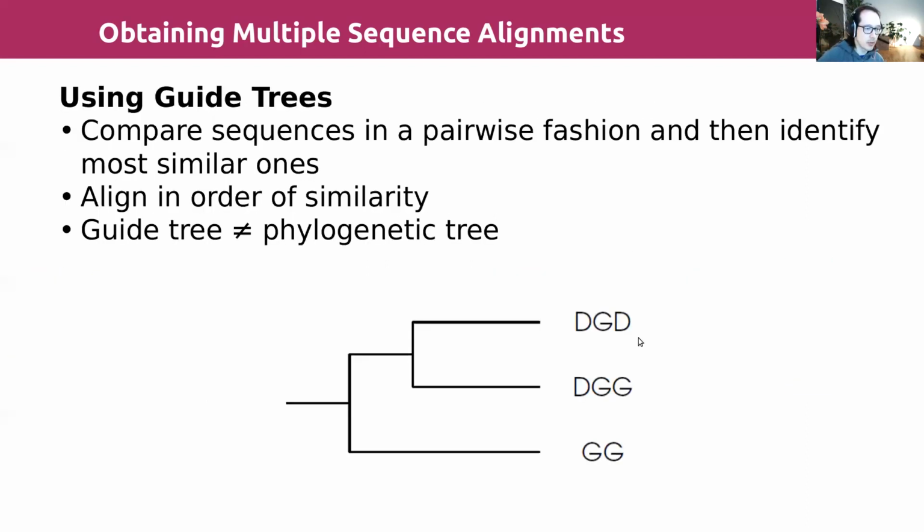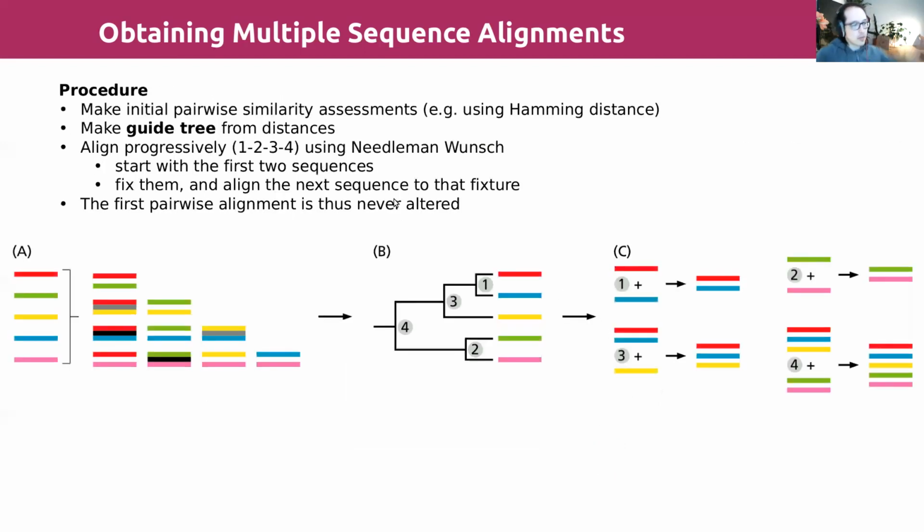So how could we do this? So for example, for this DGD example, we would maybe first align DGD and DGG, and then after fixing this alignment, we could align this result with that. So here's the procedure. You first make an initial similarity assessment. So for example, we could use Hamming distance on all our sequences to determine their pairwise similarity.